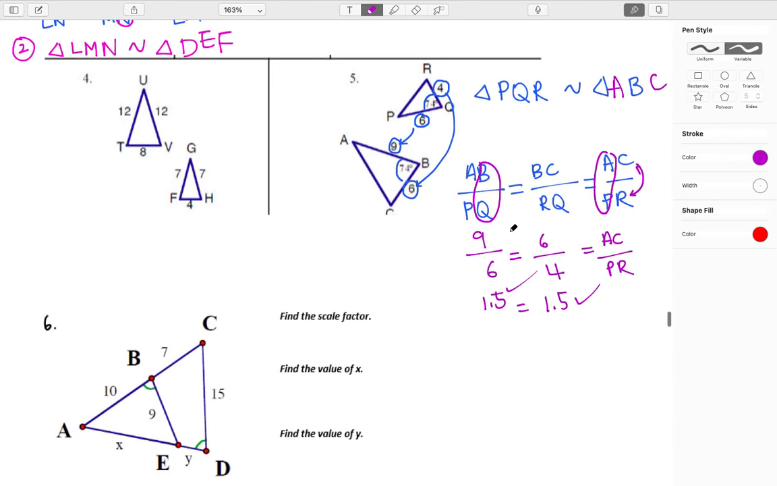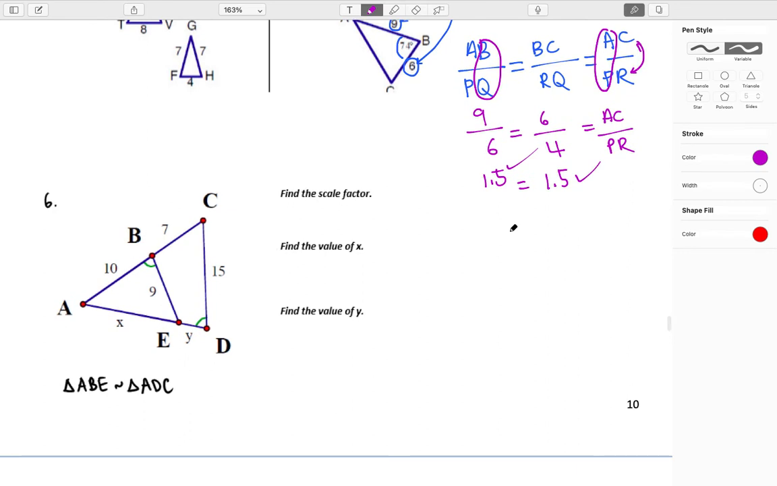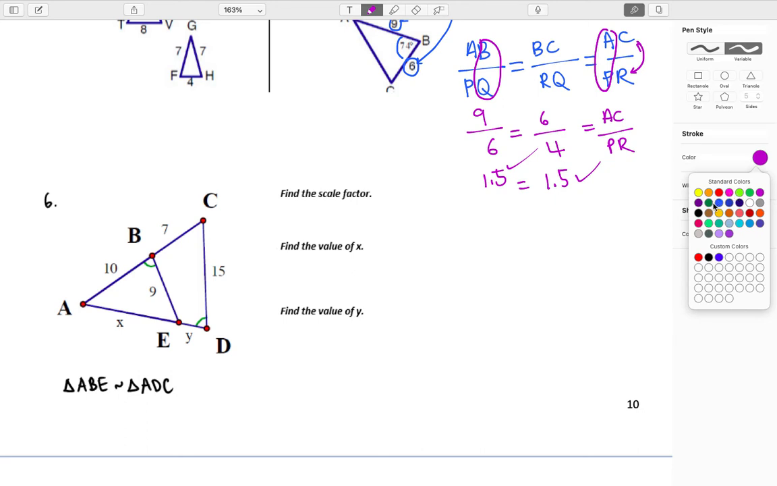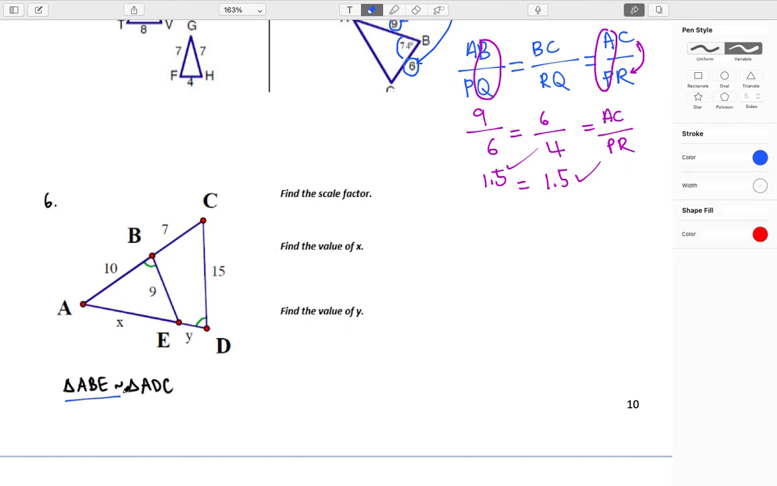Okay, so let's try the next question. Number 6. It looks like we're given 2 triangles here. We are given triangle ABE, and then we have triangle ADC. We need to find the scale factor. All you need to do is look at this statement. So let's look at the first two.